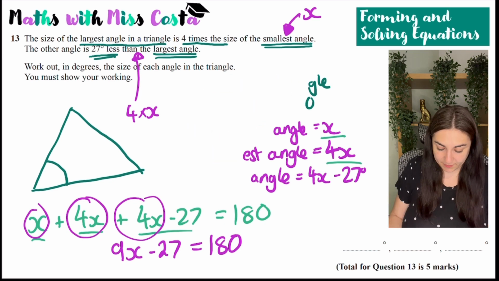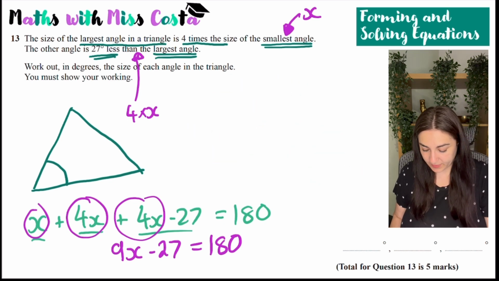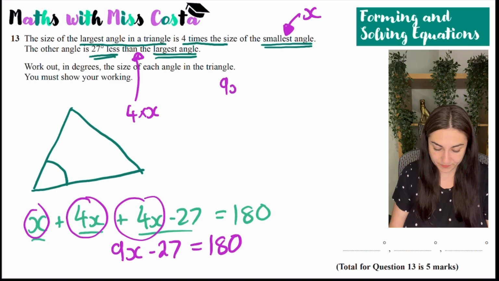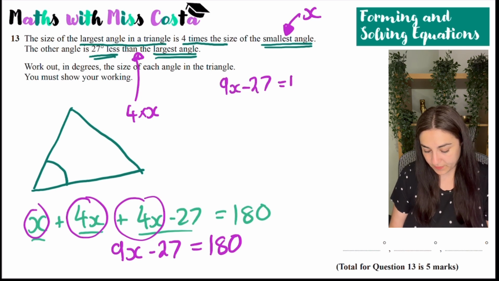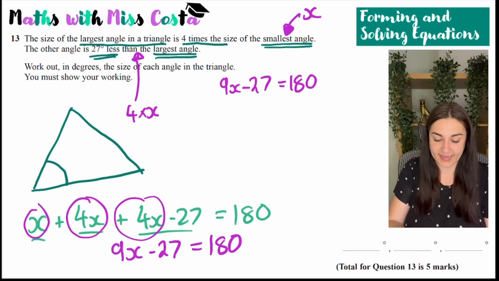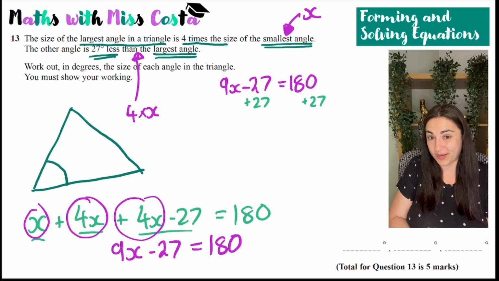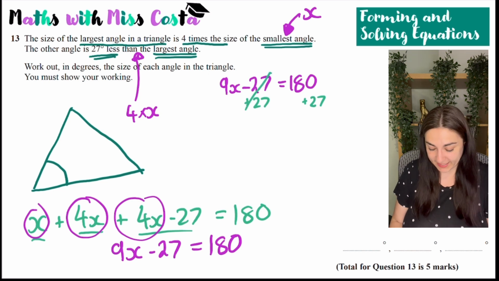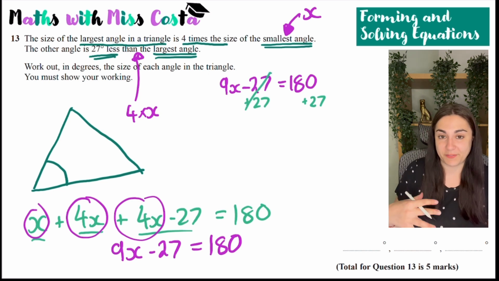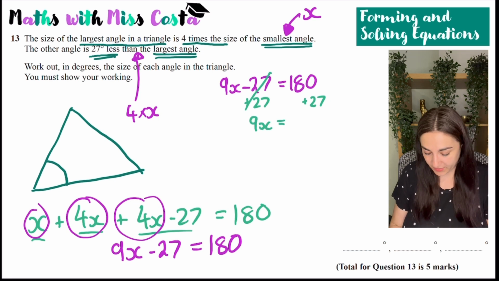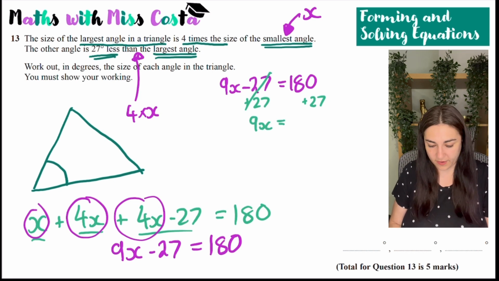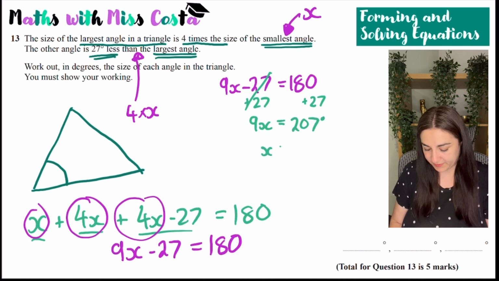And I'm just going to get rid of some of this so that we have space. So I know that 9x, take 27, equals 180. So I'm trying to work out what the value of x is. Remember, put your finger over the x first, just to see what else is left on that equation. And we always do the opposite. So minus 27, if I add 27, it cancels, and whatever I do to one side, I have to do to the other. So I'm left with 9x equals 180 plus 27, which is 207 degrees.